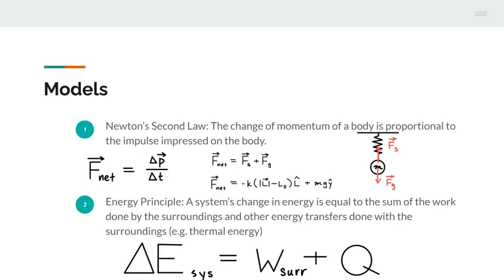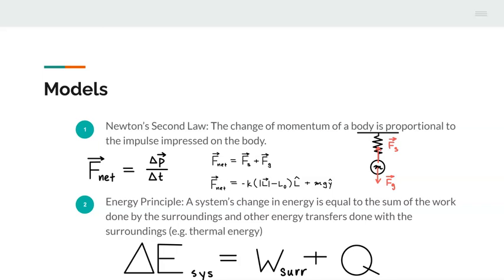Some models we will need to know are Newton's second law and the energy principle. Newton's second law, as stated before, is the net force is equal to the change in momentum divided by the change in time. And then we can derive the velocity and position update formulas from this second law to find the initial velocity and position.